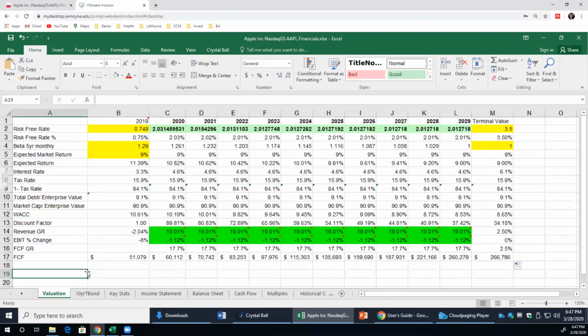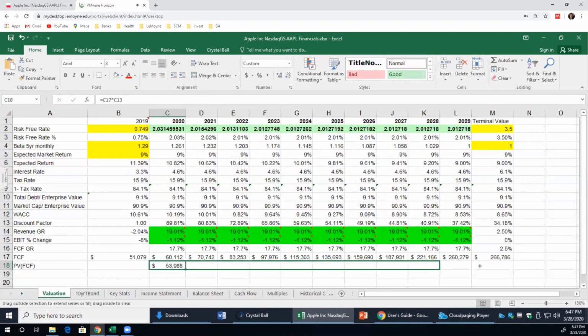Now, I need to calculate the present value of those future free cash flows. All right, so how am I gonna do that? I will start here, year 2020. I will multiply my free cash flow by the discount factor that I calculated right here. Constant time value of money, and I will drag it all the way to the right.